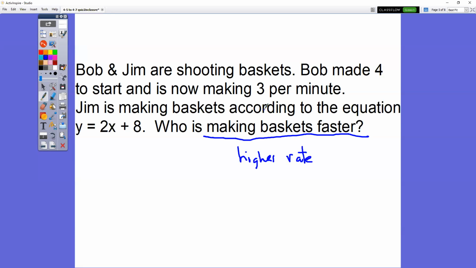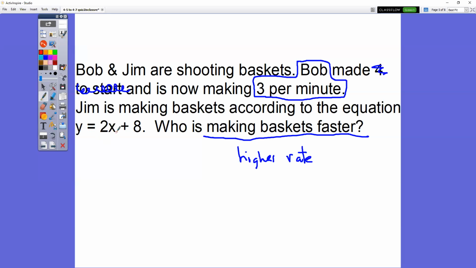So let's take a look at this one. It says Bob made 4 to start. Do I really care how many he made to start? No, I could care less how many he made to start. What I care about is that he's making 3 per minute right now. So his rate is 3.